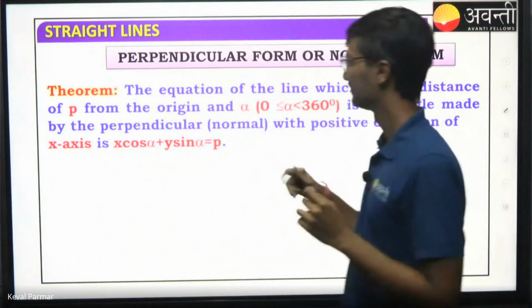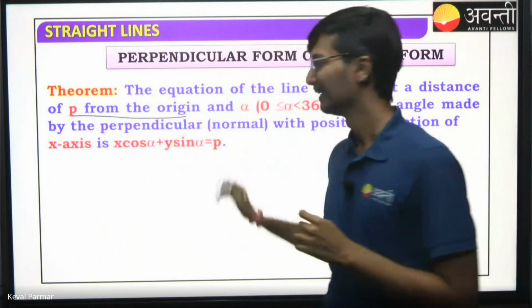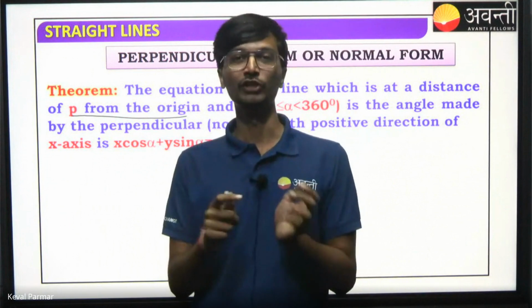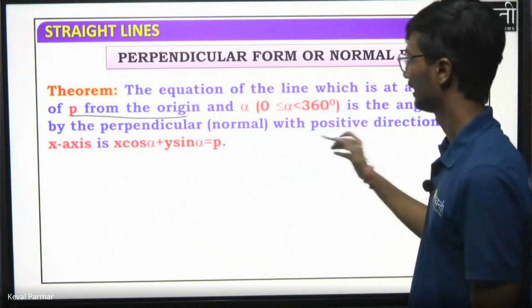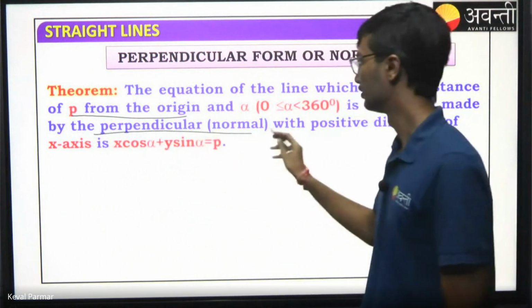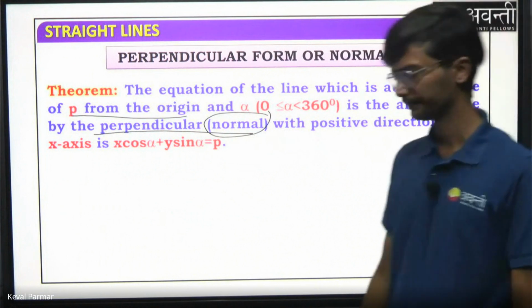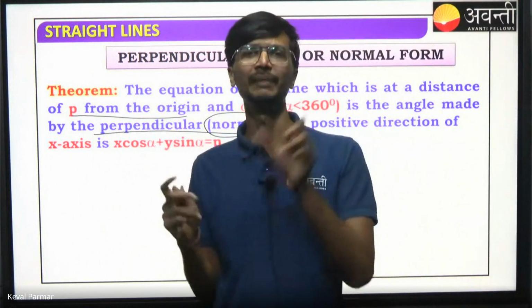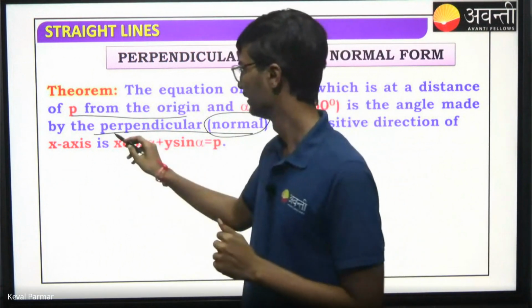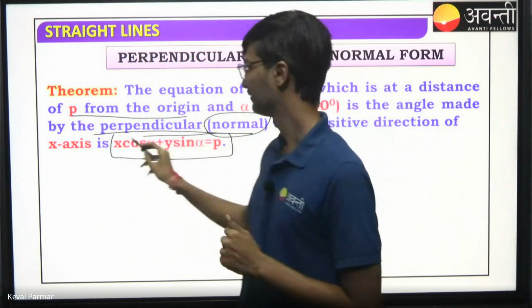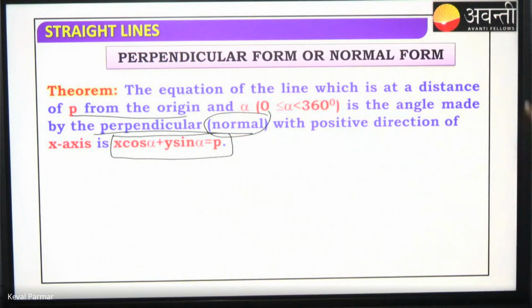What it says is: the equation of a line whose distance from the origin is p, and the angle made by the perpendicular, which is also known as the normal, with the positive direction of the x-axis is alpha, is x cos alpha plus y sin alpha equals p. Let's see how this equation came. For that, let's move to the next slide.